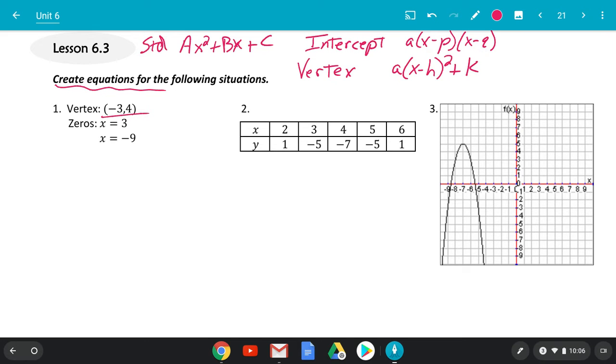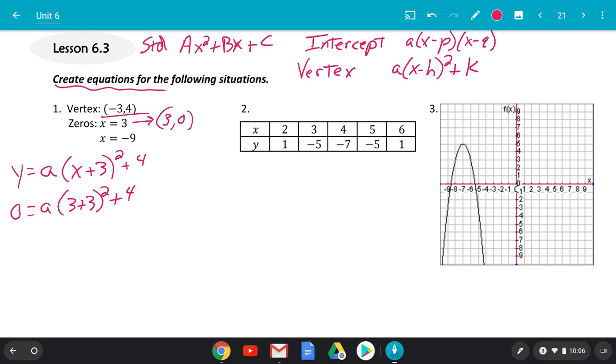So if I plug that into vertex form, I've got a times x plus 3. Remember, it's always the opposite of x, squared plus 4. Now, I know this 0 is the point 3, 0. So now I can plug those values into this equation. So I have 0 equals a, parenthesis, 3 plus 3, quantity squared, plus 4. Now I'm going to solve for a.